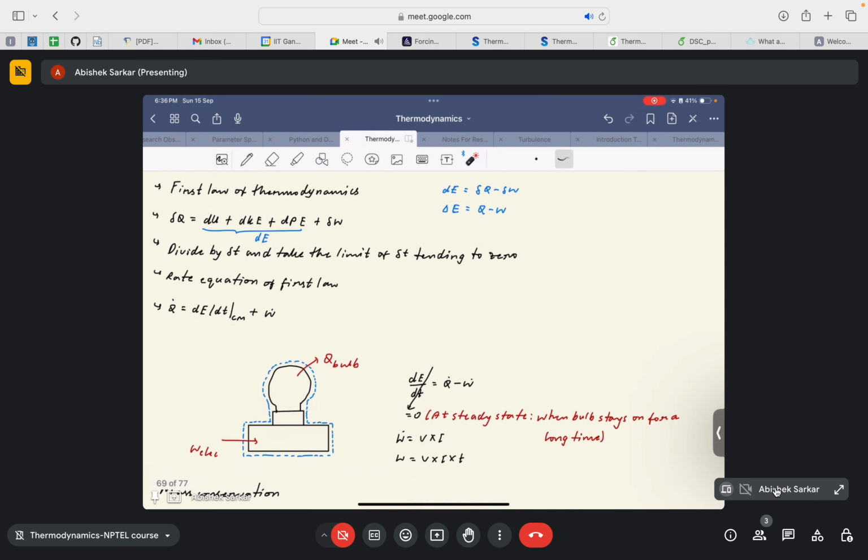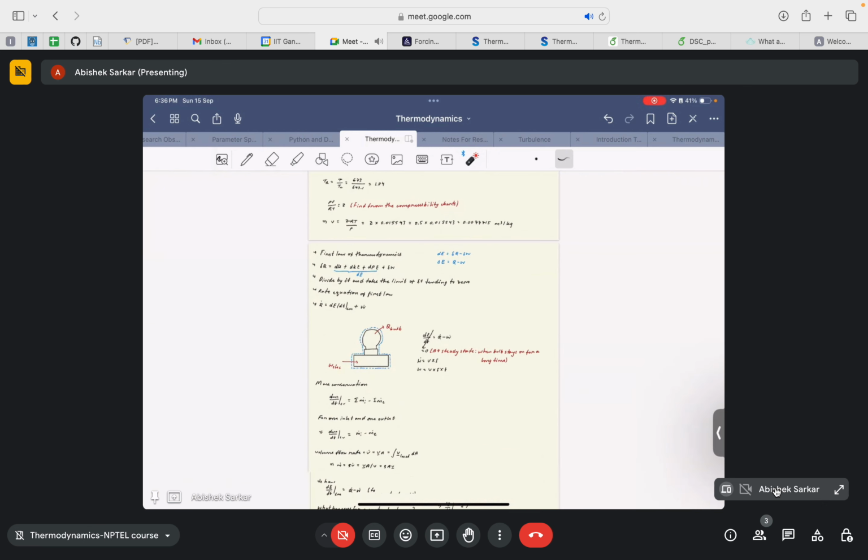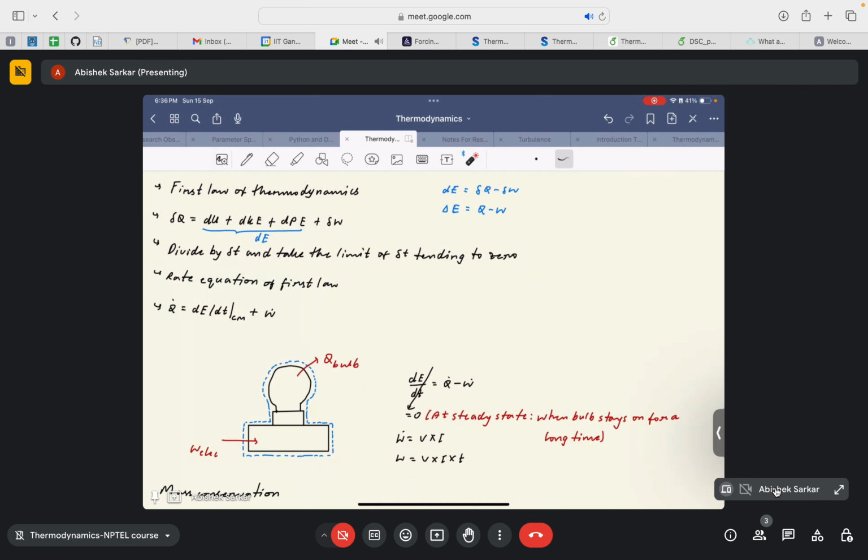If we divide this equation by delta t and take the limit of delta t tending to 0, we find the rate equation for the first law, that is Q dot equal to dE by dt for the control mass plus the rate of work done. This is in the form of a rate equation. The units in the earlier equation are joules or kilojoules, but in this equation the units are in the form of watt, or kilojoule per second or joule per second.